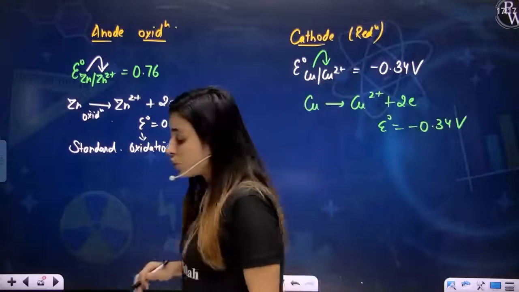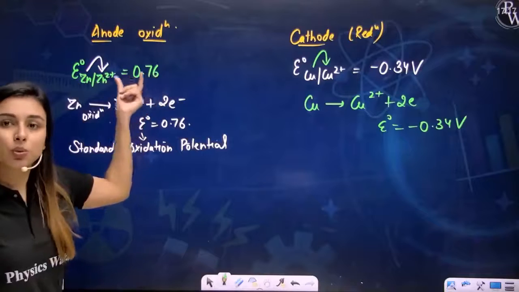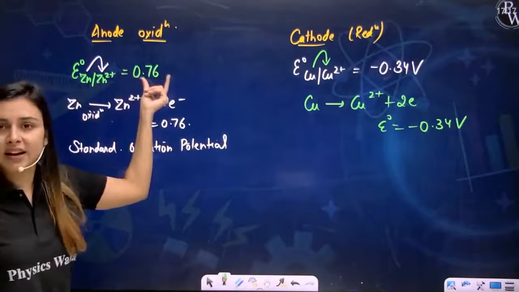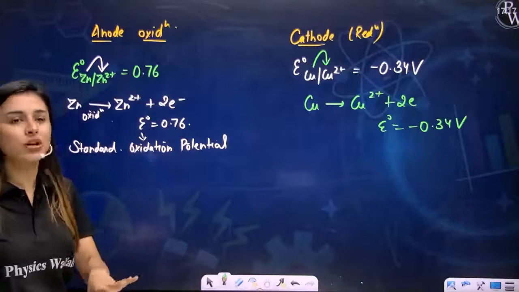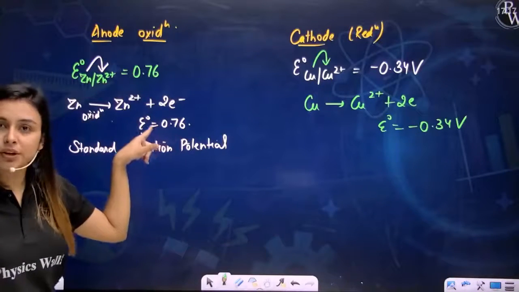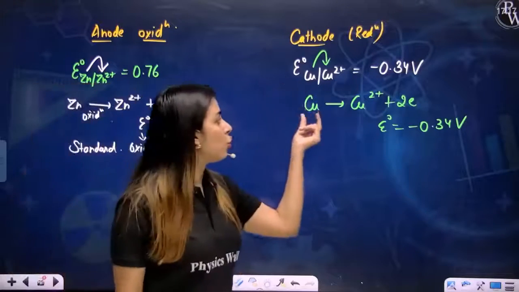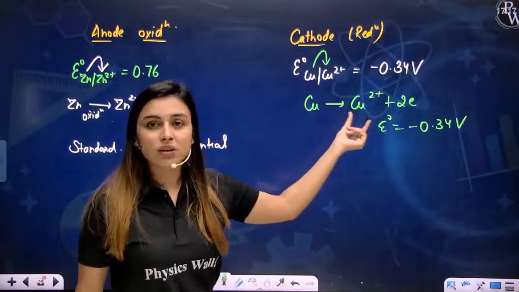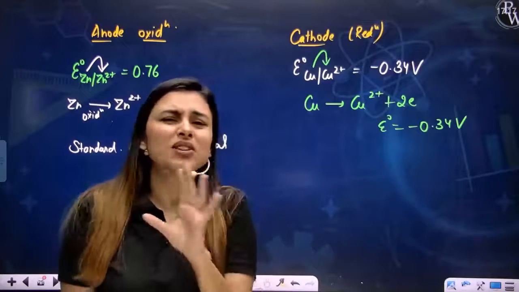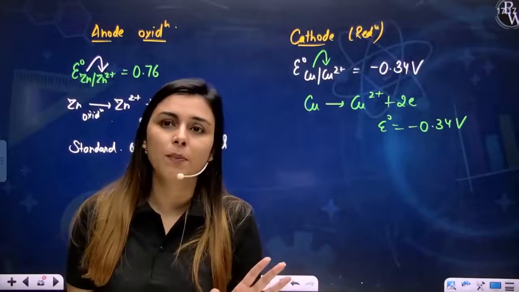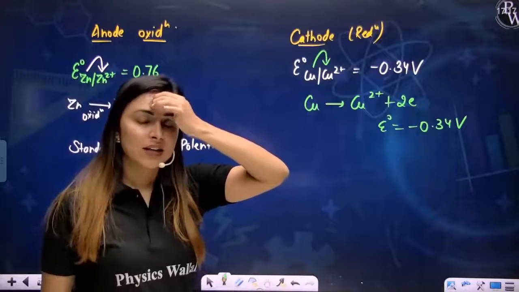Now, you can see the E naught value and understand that since it is a positive value, it is spontaneous. If your E naught value is positive, that means it is spontaneous. Zinc wants to get converted into zinc 2 plus, and that too with 0.76 volt. But if you talk about copper to copper 2 plus, my dear students, this is a negative value of 0.34. Since it is negative, this means that copper doesn't want to get converted into copper 2 plus. It doesn't want to get oxidized.